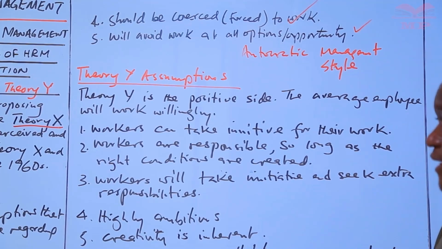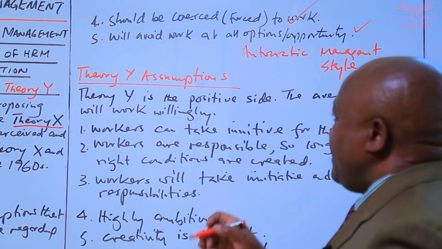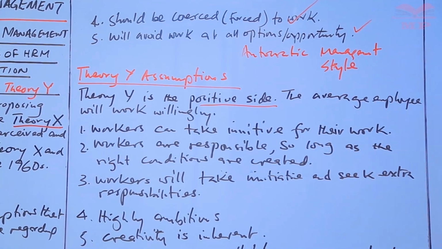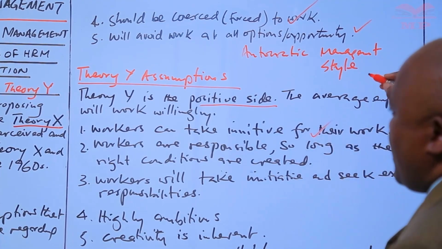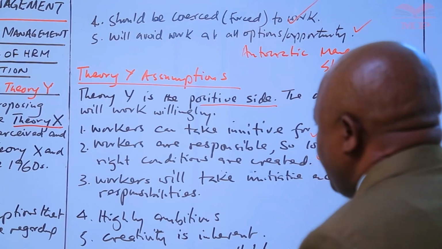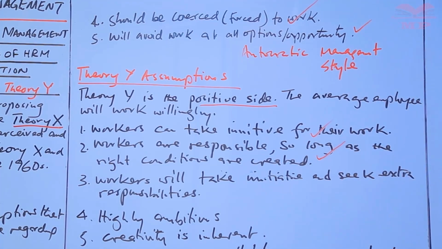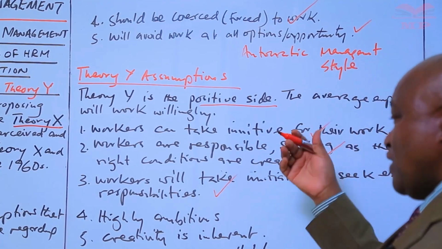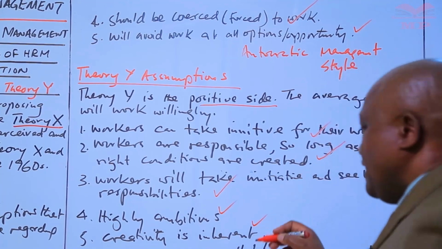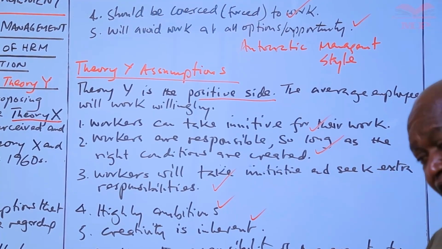And when it comes to theory Y assumptions, this is the positive side. According to the managers who perceive workers this way: 1, workers can take initiative for their work. 2, workers are responsible so long as the right conditions are created for them. 3, workers will take initiative and seek extra responsibilities. 4, average workers are highly ambitious. And 5, creativity can be inherent within workers or it can be cultivated.